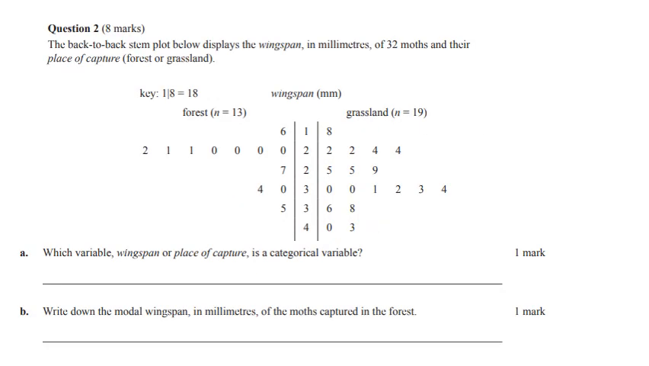Okay, so which variable, wingspan or place of capture, is categorical? Most people found out it was actually place of capture. Definitely no numbers involved there.